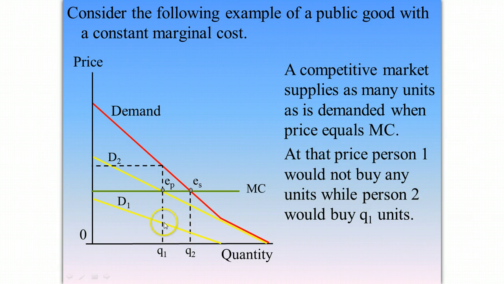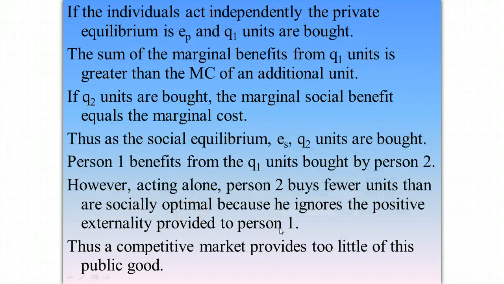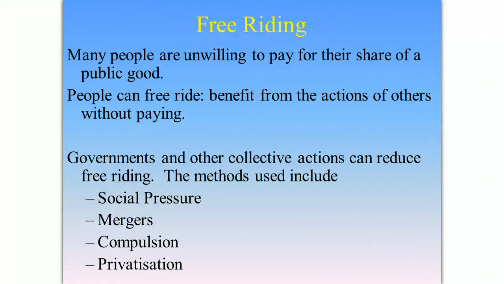So even though these benefits here would accrue from extra security and these benefits here, all person 2 considers is the benefit to them. And they just say, look, it's not worth it. There's no point having a security guard or 2 security guards or 3 security guards at particular times because the benefits they confer on us just aren't worth it for the costs. So the person acting alone buys lower because they ignore the positive externality provided to person 1. So there's a gain to the other retailer by having the security presence. So thus a competitive market provides too little of the public good.